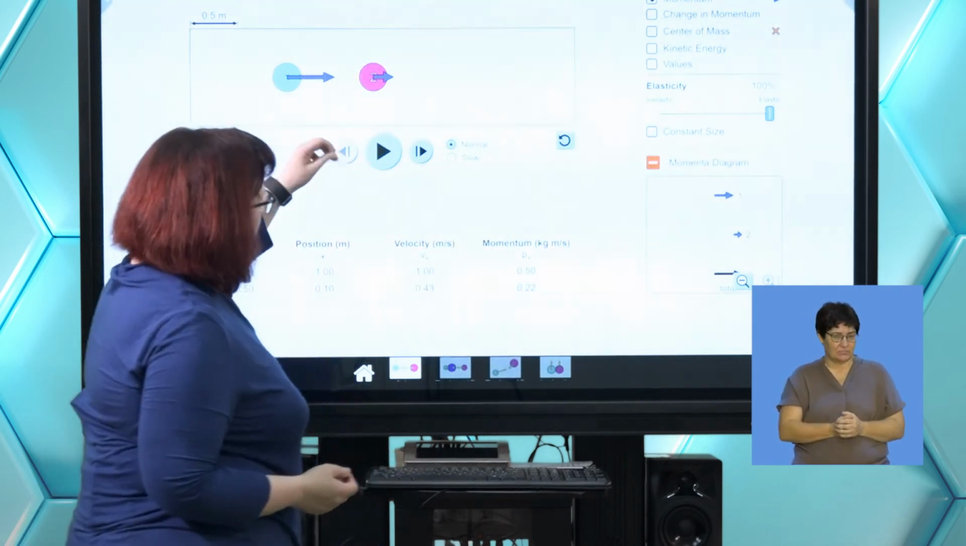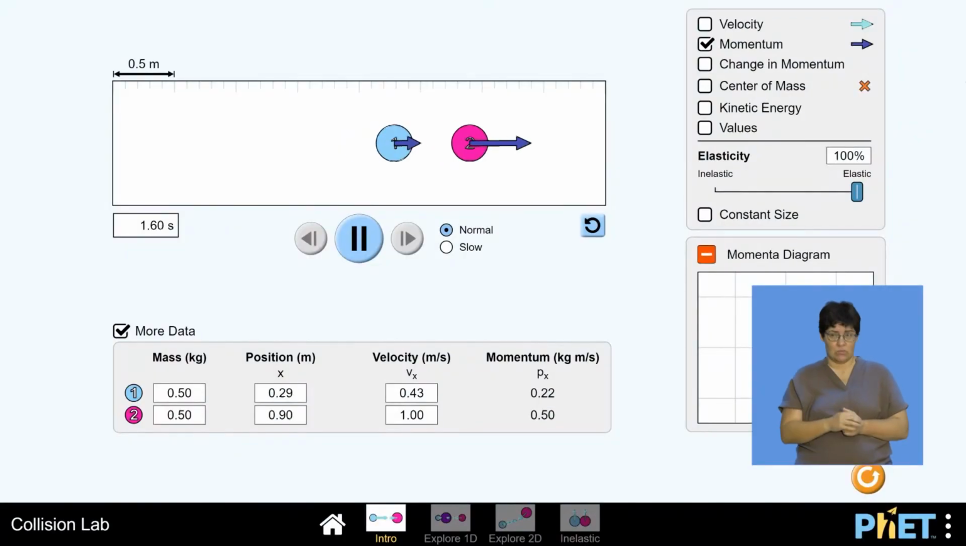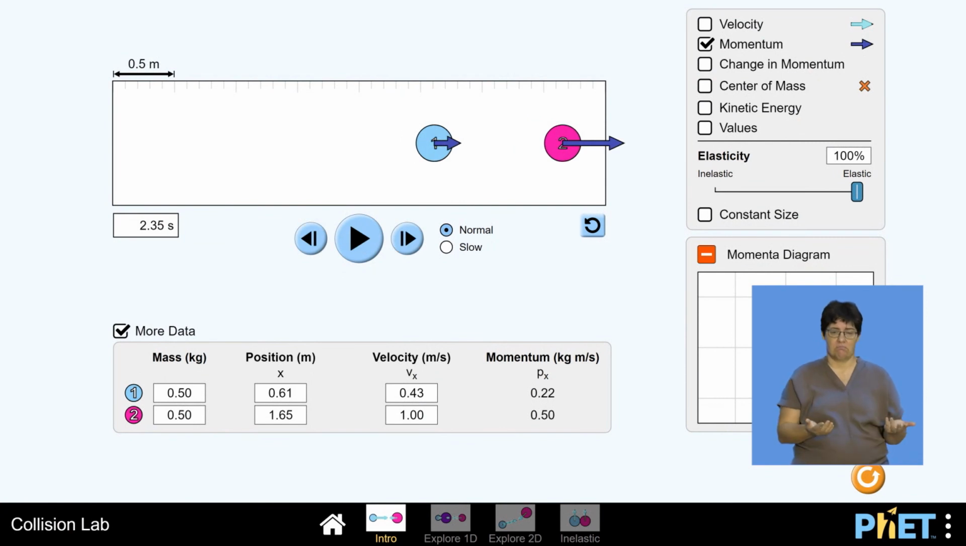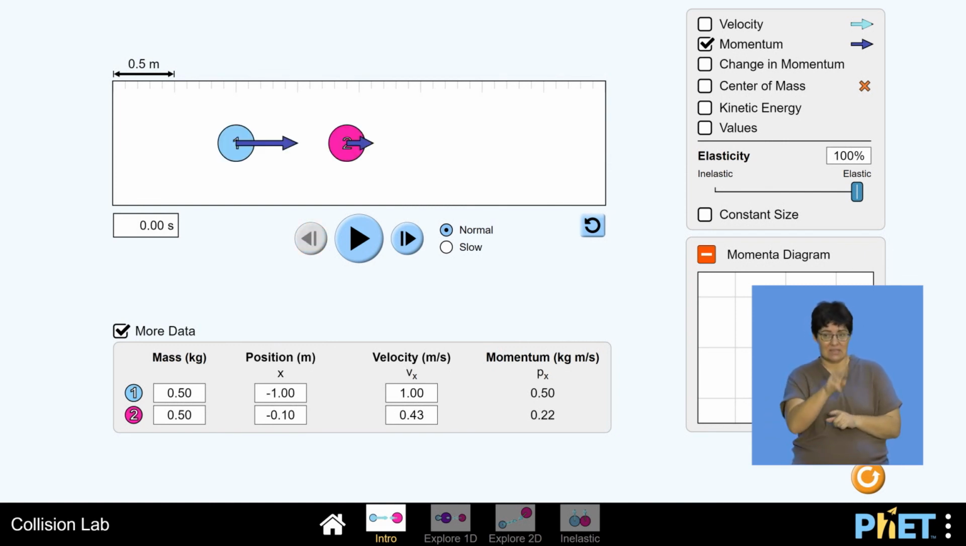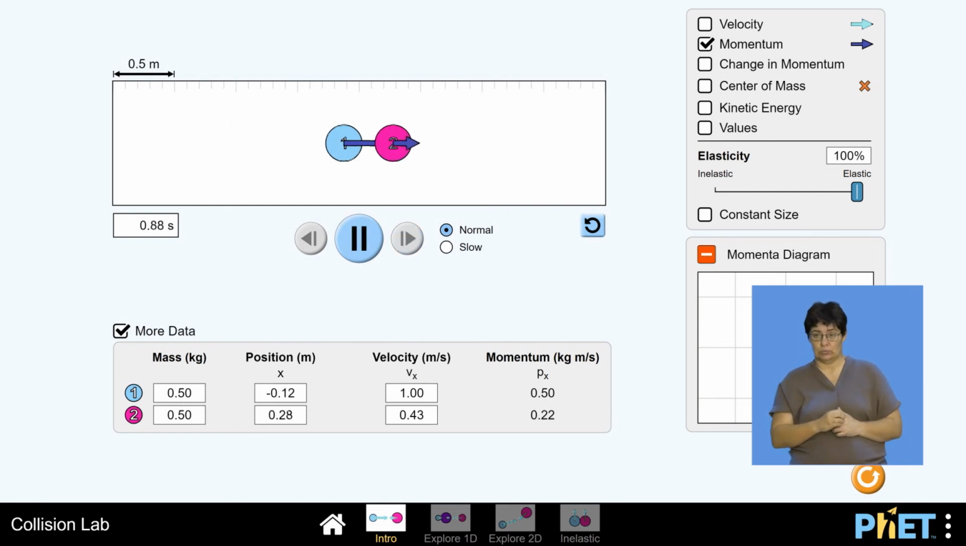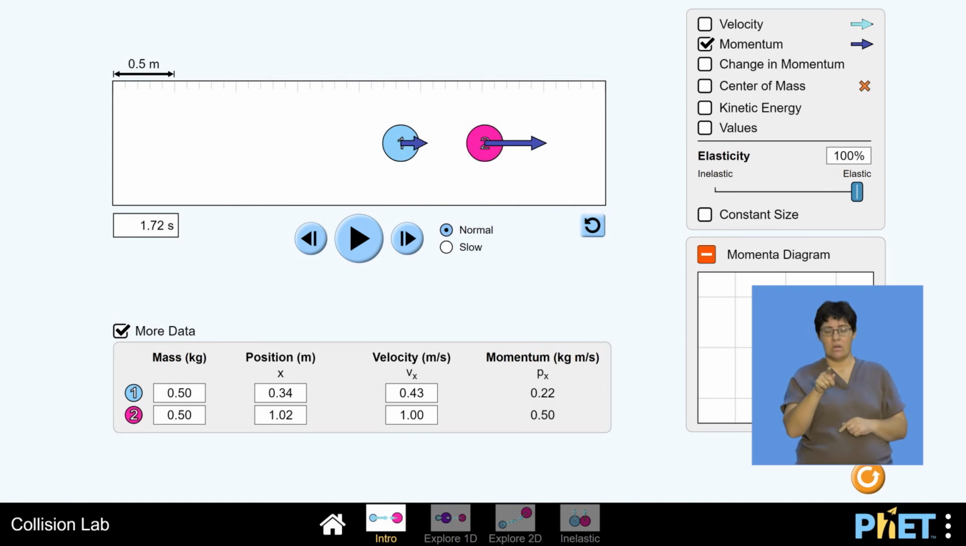Okay, so let's try this one. Here my total is 0.72. Let's see what happens. Oh, look, it's 0.72. But did you see something very important? Watch here. Because the masses are equal, number 1 is going at 0.5 for its momentum. Number 2 is 0.22. Watch when they collide. Number 1 is now 0.22, and number 2 is 0.5. Basically, they transferred their momentum to each other.